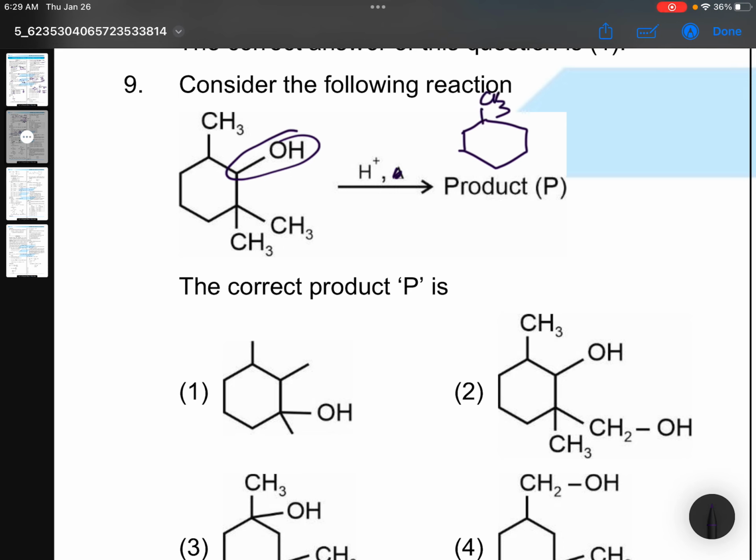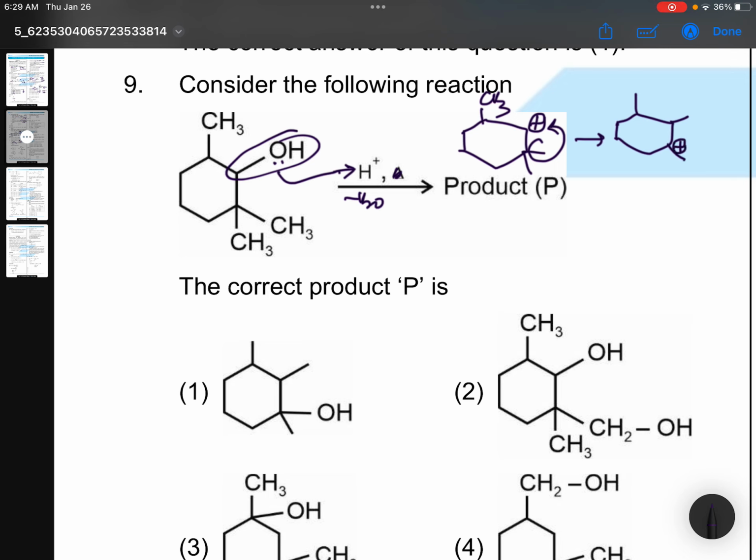It is methyl because H plus will be there. It is attacking on this. Then minus water. Here two methyls are there. Plus charge will come here. And later it will become methyl shift rearrangement. Methyl, methyl, methyl, plus charge here.